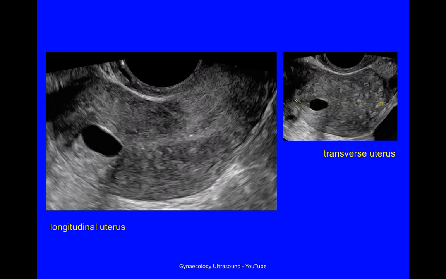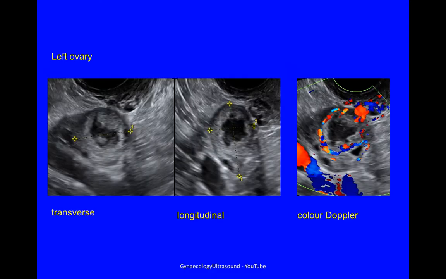This is a transvaginal ultrasound of the pelvis taken at that time, a longitudinal view of the uterus and a transverse view of the uterus. This is a view of one of her ovaries, seen in the transverse plane, the longitudinal plane, and with colour Doppler.